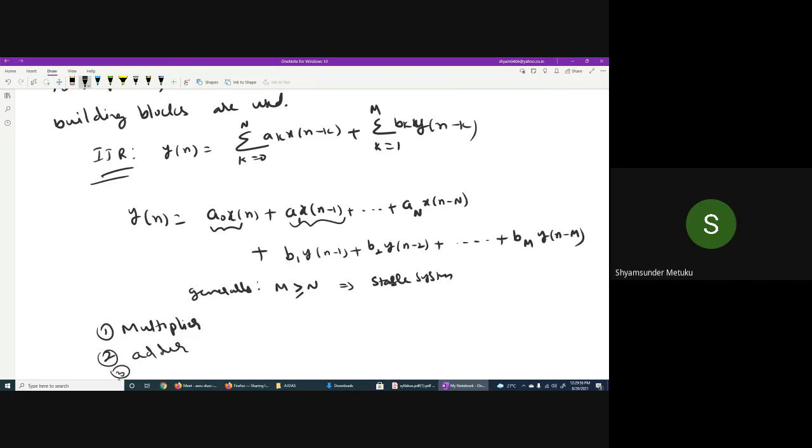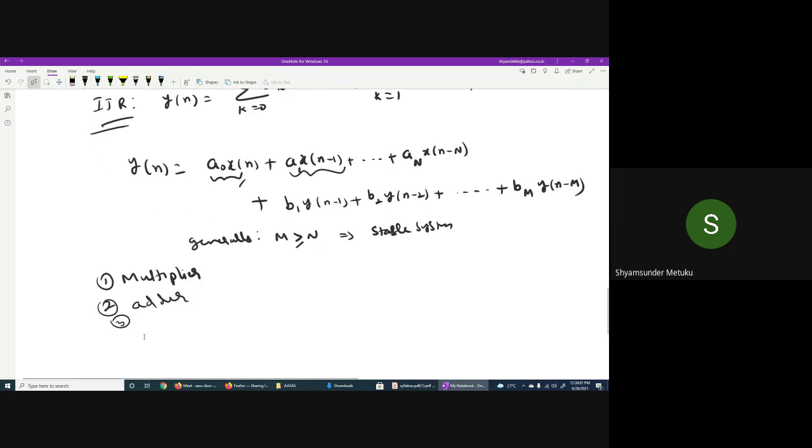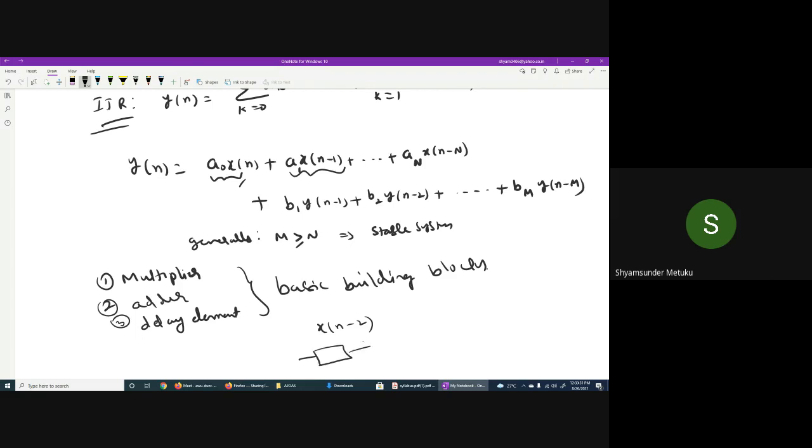Then x of n you directly give as input, but you want x of n minus 1. So don't you think you need a memory device to store the previous input? Yes, sir. Can I say delay element? Yes, sir. These are called the three basic building blocks for a digital system. Other than these three, is there any other operation you are able to see? No, sir. Because you can ask, sir, y of n minus 2. It is nothing but two delay elements, isn't it?